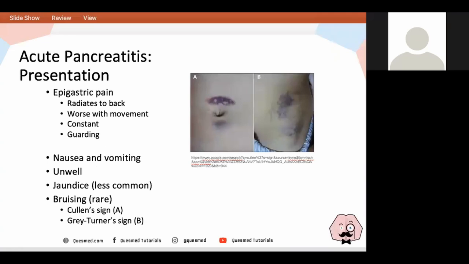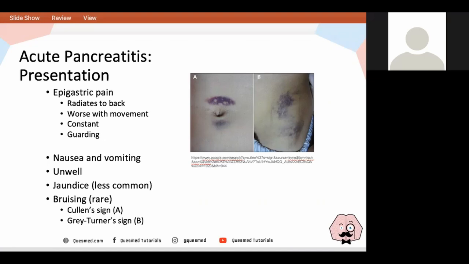So we've discussed a little bit about this already, but your typical presentation of a patient with acute pancreatitis is that of epigastric pain that radiates to the back. It's usually quite constant pain, it's severe. A lot of patients will describe it as 10 out of 10. It may also be associated with guarding and worsened movement. Patients usually vomit quite a lot and they'll feel unwell.